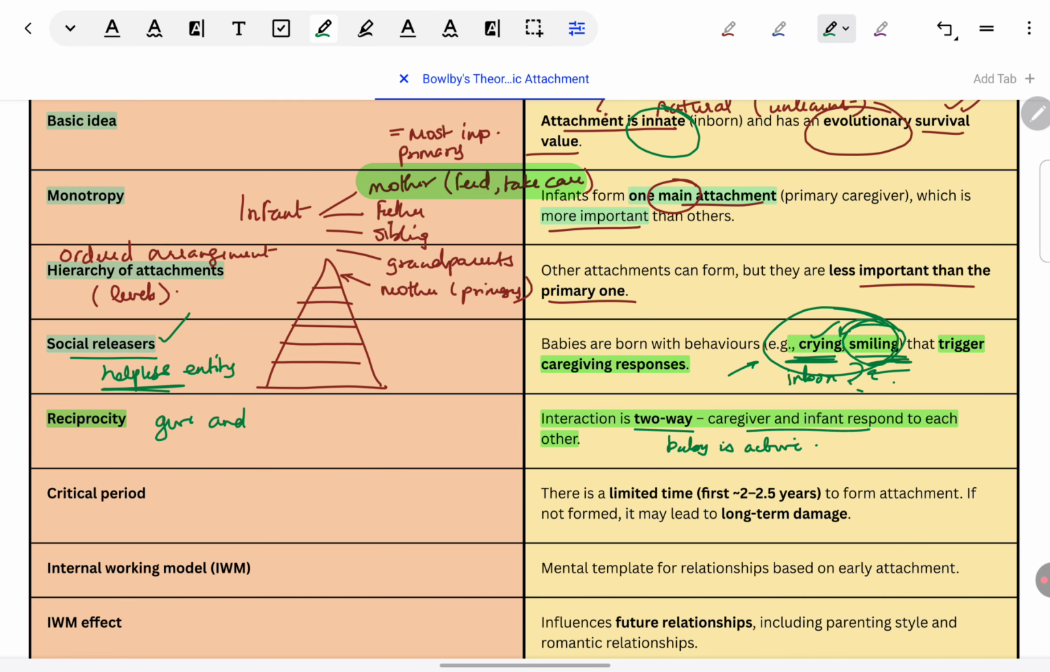Very loosely, if you have to think of it, if the baby likes the mother coming towards the baby, the mother also likes the baby calling out to her. So both have good emotional investment in the relationship.